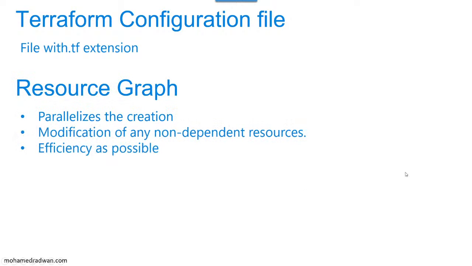Resource graph. Terraform builds a graph of all your resources and parallelizes the creation and modification of any non-dependent resource. For example, if a resource is not dependent on another resource, then Terraform will run it at the same time. As a result, Terraform builds infrastructure as efficiently as possible.